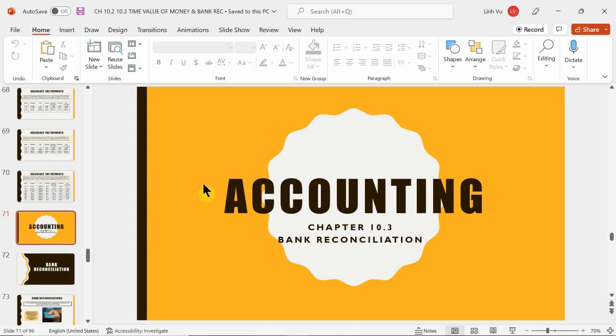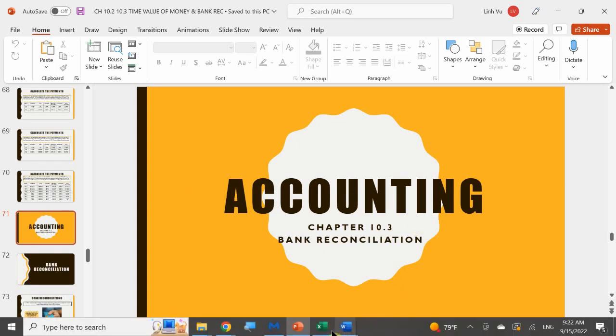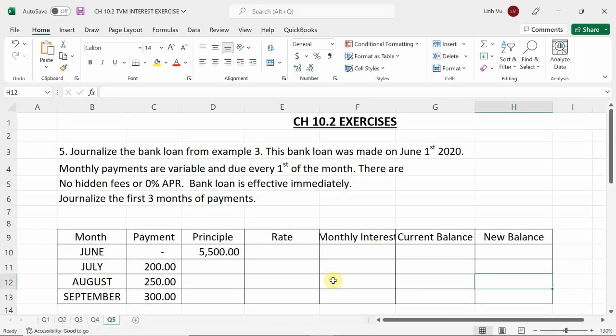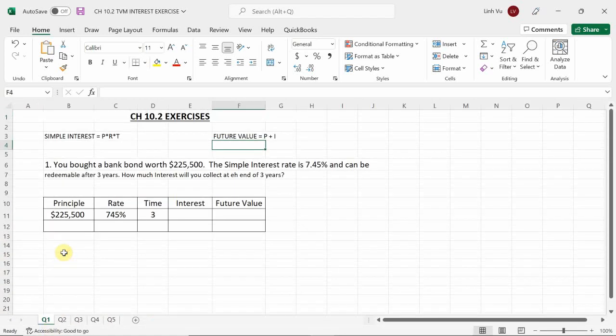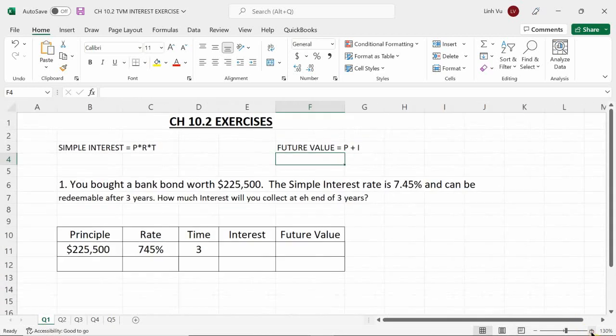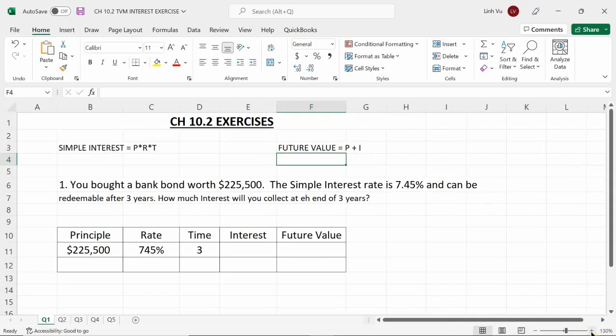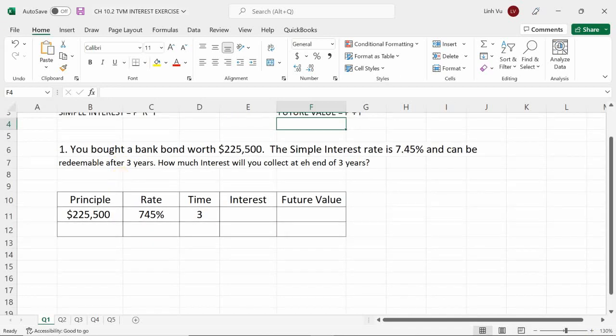So we're going to stop here and do our 10.2 exercise. Starting with the first one, let's go ahead and practice our simple interest here. So 10.2, right? Simple interest.